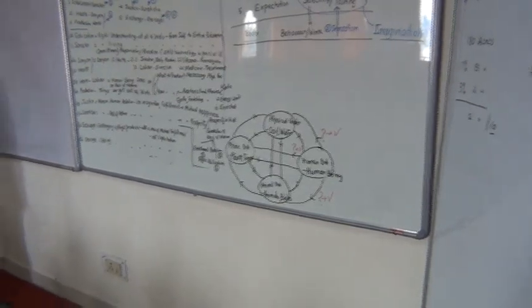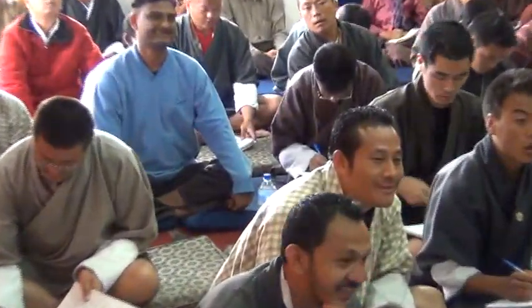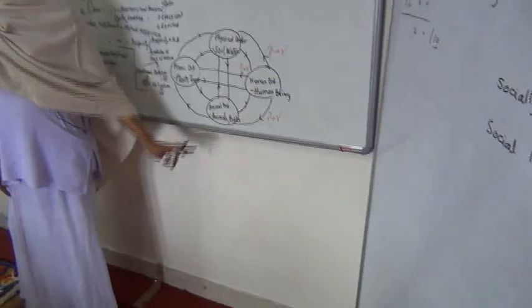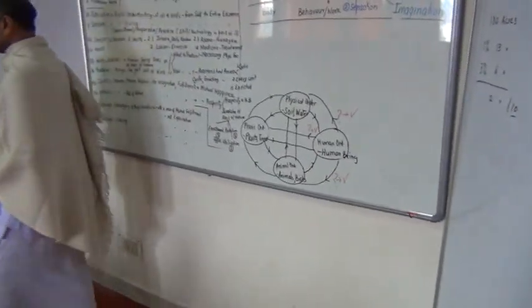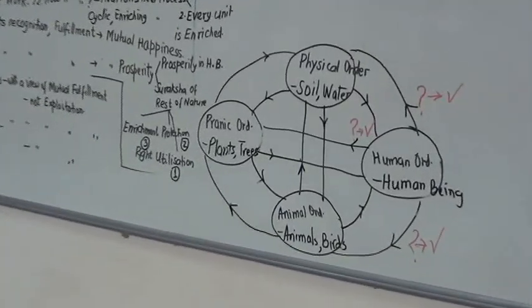Where do insects fit? Animal. Yeah, when we discuss the details, we will be able to see whether it falls in the animal order or the pranic order.